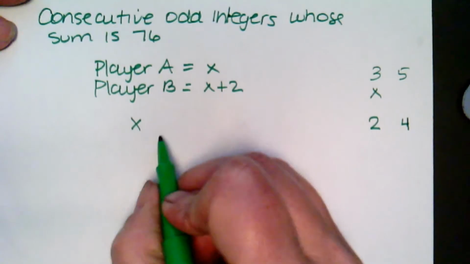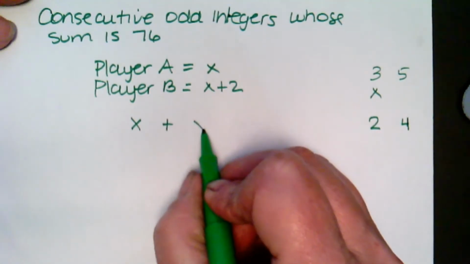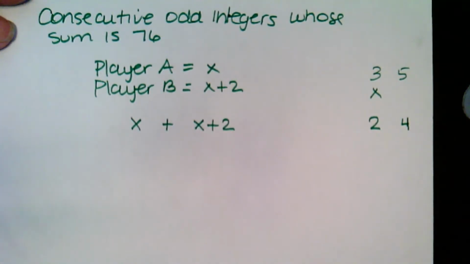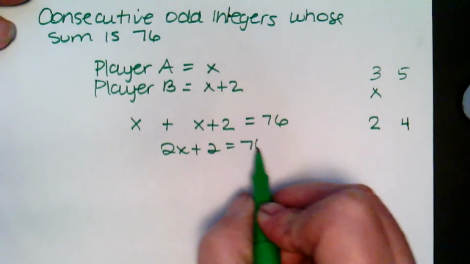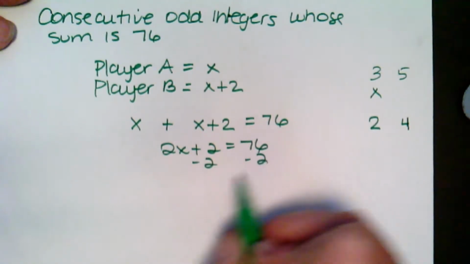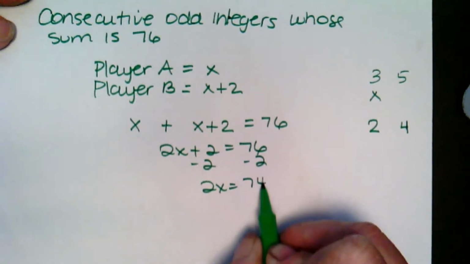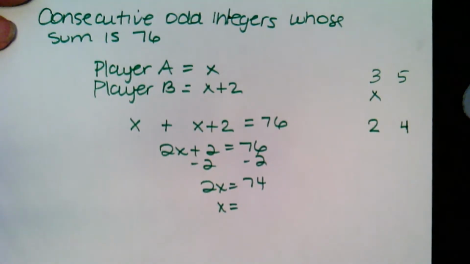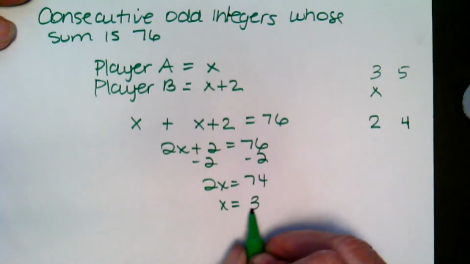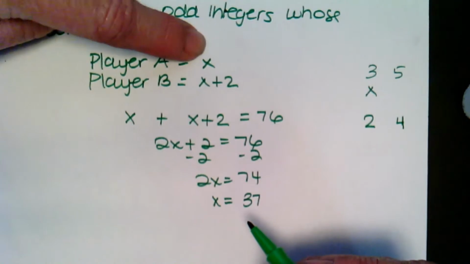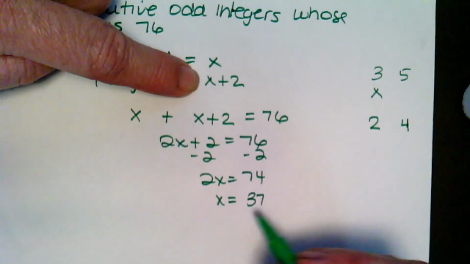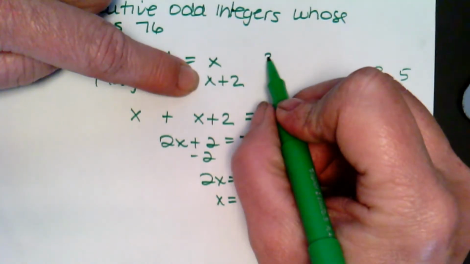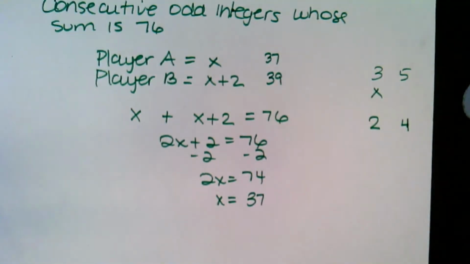So we have player A's plus player B's, and that equals 76. So we have 2x plus 2 equals 76. Subtract 2 from both sides, and 74 divided by 2 is 37. So we know player A hit 37 home runs. Player B hit 39 home runs. 37, 39, because it was just 2 more.